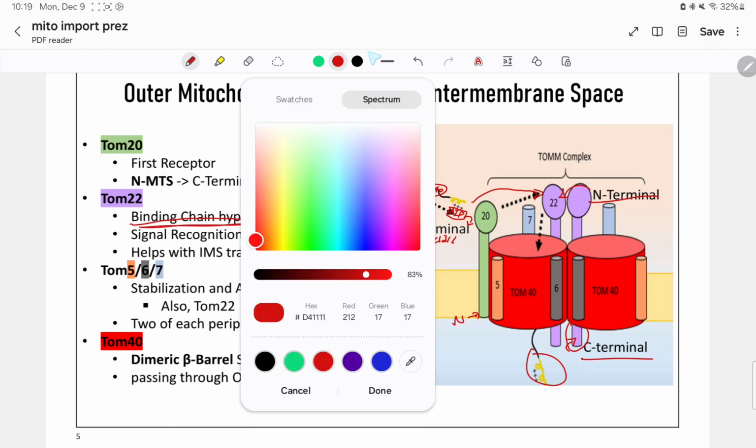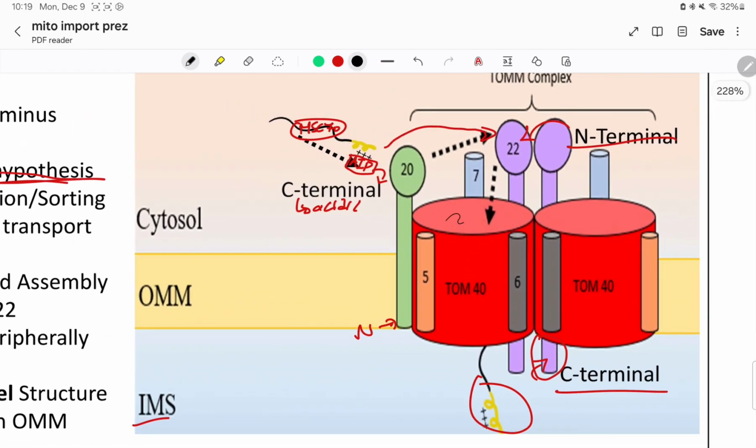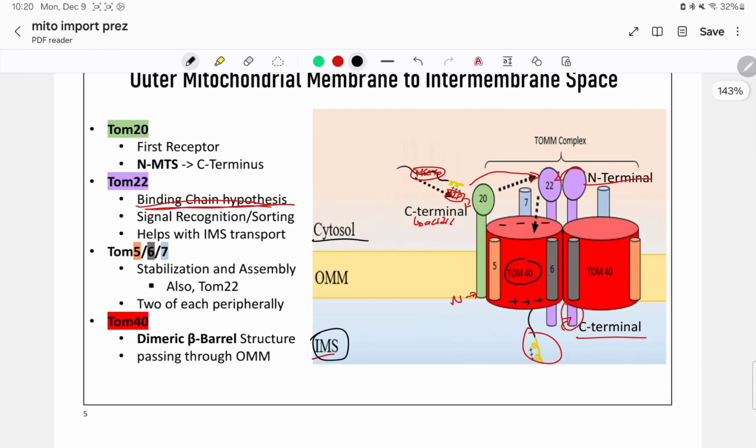Another factor that was identified in certain papers is the fact that the cytosolic side of this TOM40 protein is very negatively charged, and the IMS side of this TOM40 protein is positively charged, which again assists in pulling this protein in, right? Because this protein has a positive charged side to it, and it allows for this protein to come in electrophoretically, okay?